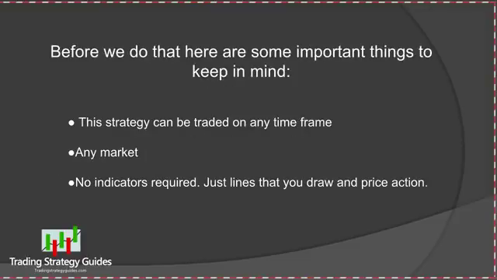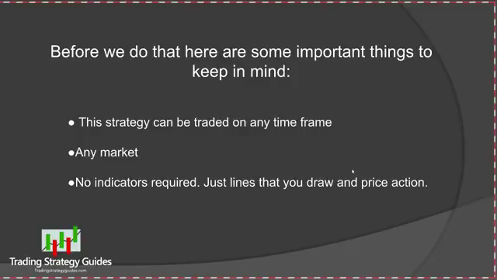Okay, so before we do that, here are some important things to keep in mind. This strategy can be traded on any time frame. So what that means is you can find triangles on a 2-hour chart, a 2-minute chart. You can find triangles on a daily chart. You can find triangles on a 4-hour chart. And you can find triangles on a weekly chart. It doesn't matter.